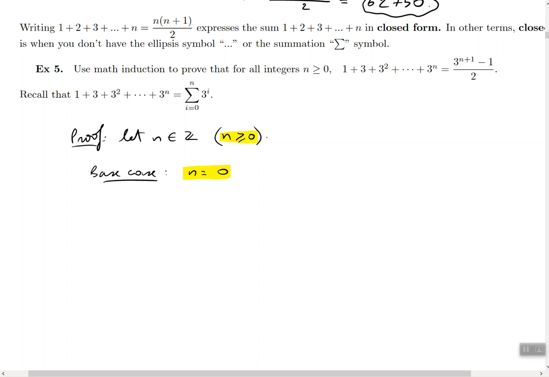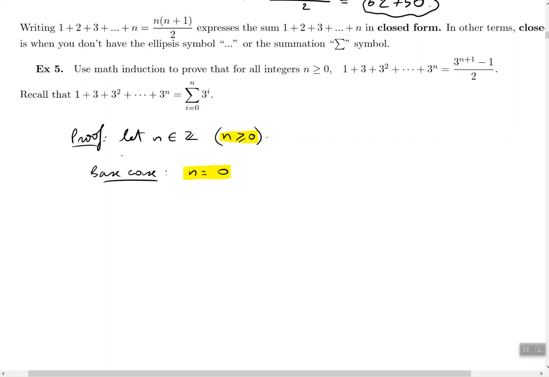So in example 5, we have to use induction again to show that this equality actually holds. It's got the left-hand side with all the powers of 3. It's got the right-hand side with the fraction. And that's great. So that's what we're going to do.